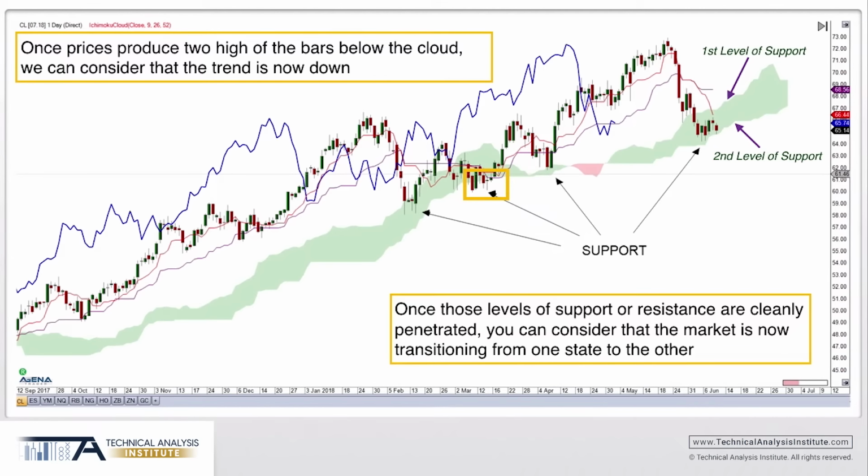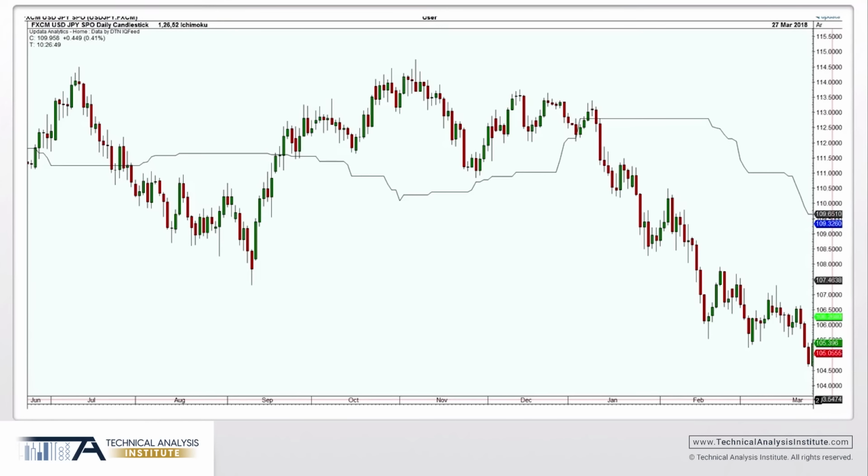In order to simplify this concept further for you, I have eliminated all the components of the cloud, save the cloud span B, which will be the extreme high of the cloud in a downtrend and the extreme low of the cloud in an uptrend. This would be our second level of support or resistance. If price penetrates those levels of resistance, the market will be transitioning from bearish to bullish. Once it penetrates the levels of support, it will be transitioning from bullish to bearish.